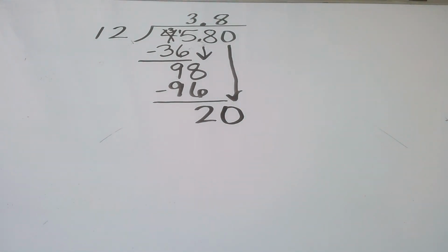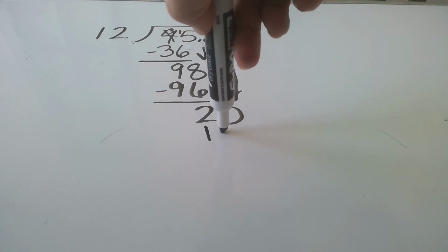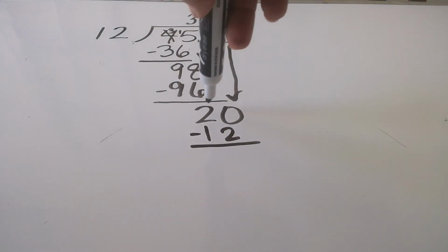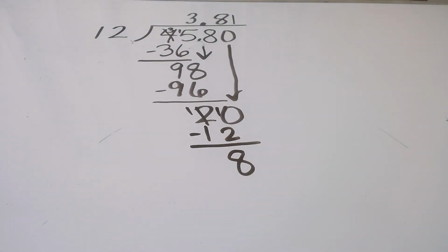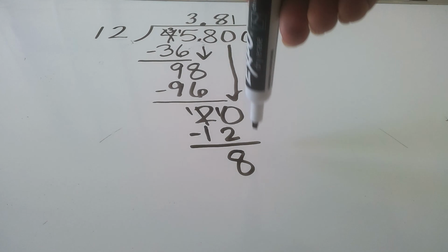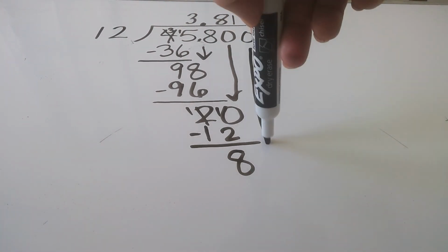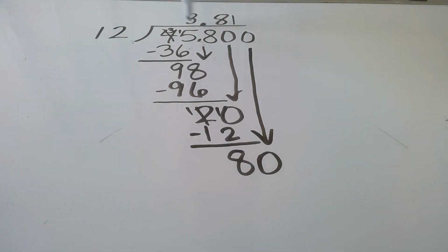12 goes into 20. How many times? Only once, because 2 times 12 would be 24, and that's too big. 1 times 12 is 12, and subtract, we get 8. We could add another 0 and keep going, but that wouldn't be even either. So we can stop here, and our answer is 3 and 81 hundredths.